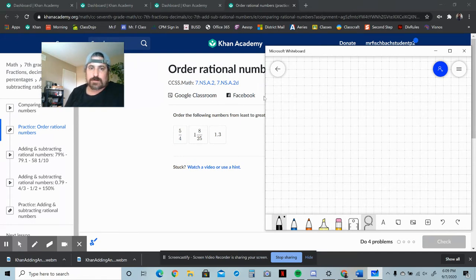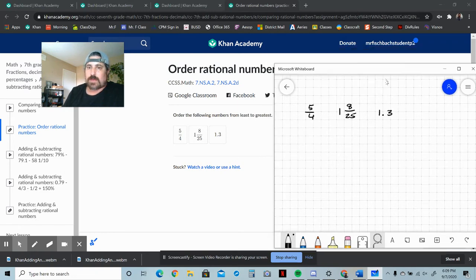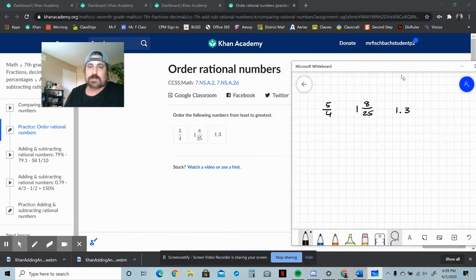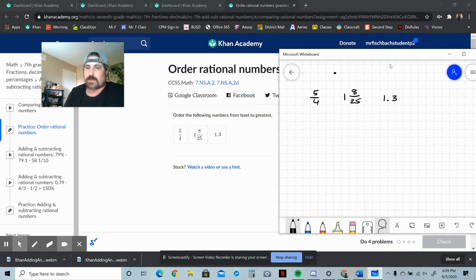So we have the first three here. It says 5/4, and then there's 1 and 8/25, and then it's 1.3, okay? And it says order the following numbers from least to greatest. So you want the smallest value to the largest value, right? Least to greatest.